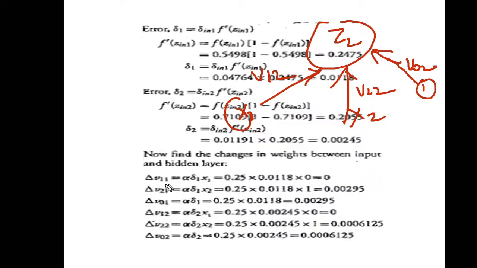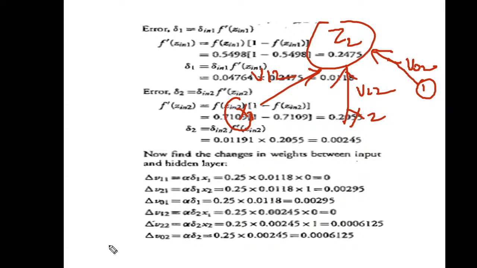V11 is what? 0. V21 is what? 0.00295. V01 is 0.00295. V12 is what? 0. V22, so this is the answer, 0.00061. Then V02 is what? 0.0061. So this is what we calculated, the change in weights between input and the hidden layer.